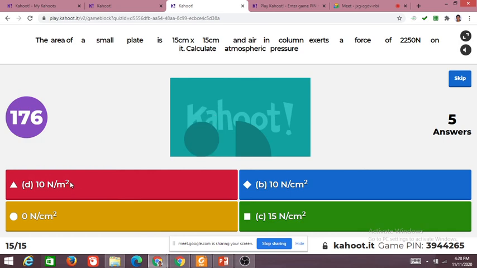Now, the options are A, 10 Newton per meter square, B, 10 Newton per centimeter square, C, 0 Newton per centimeter square, and D, 15 Newton per centimeter squared. Okay, so the area is given to be 15 centimeters into 15 centimeter, and force is 2250 Newton. Find out the atmospheric pressure. So, options are 10 Newton per meter square, 10 Newton per centimeter square, 0 Newton per centimeter square and 15 Newton per centimeter square.